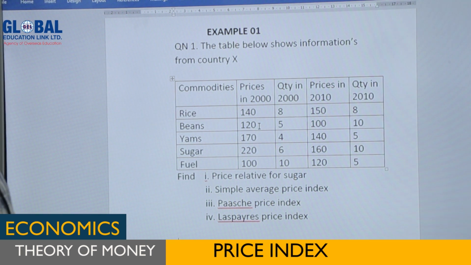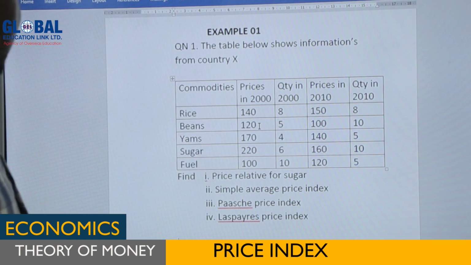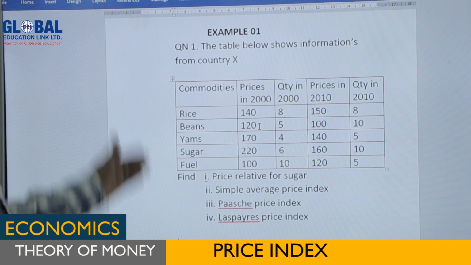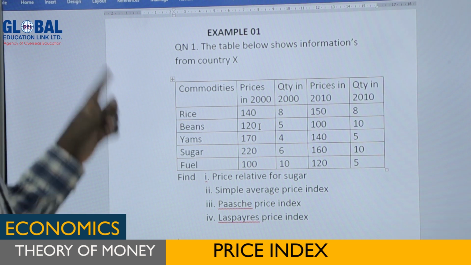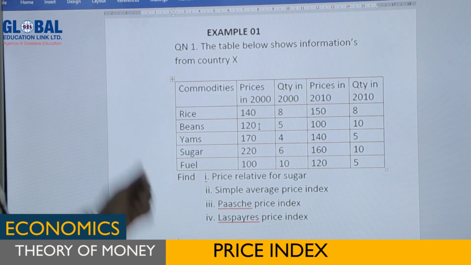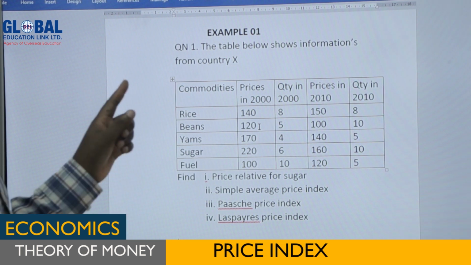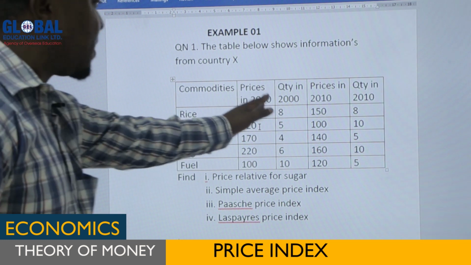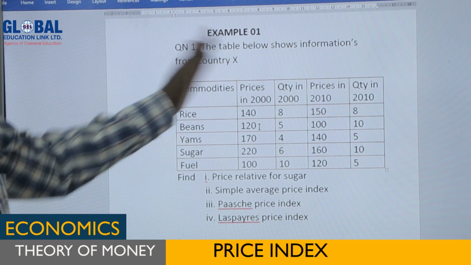Question number 1: the table below shows information from country X. It means this information is extracted from country X. The information there are commodities. We have prices in 2000, quantity in 2000, prices in 2010, and quantity in 2010. It means here we are comparing 2 years, 2000 and 2010. We want to compare the 2 years.